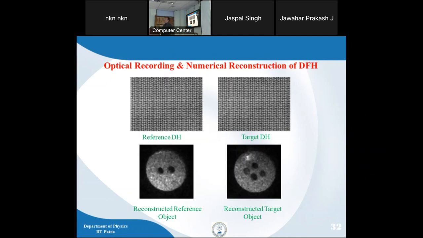So you have many planes. In recording one hologram, you are recording only one plane. Again, you tilt, rotate, and record another hologram. Keep on combining them.